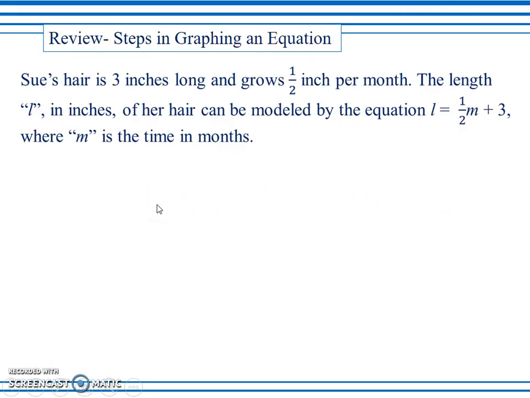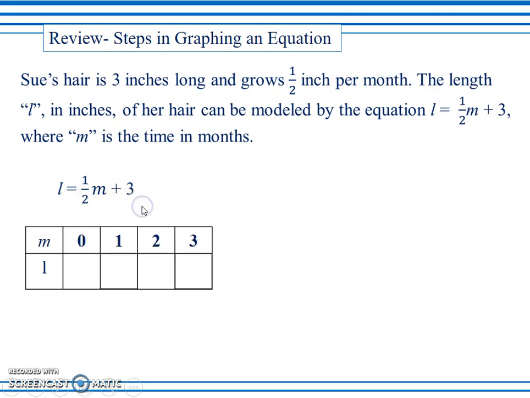Okay, it says Sue's hair is 3 inches long and grows 1/2 an inch per month. The length L in inches of her hair can be modeled by the equation L equals 1/2 times m, plus 3, where m is the time in months. So if it's 1 month, her hair will grow 1/2 an inch, plus the 3 inches that it already is. So we've got our linear equation. There's 2 variables. They're both to the first power, and they're both in different terms.